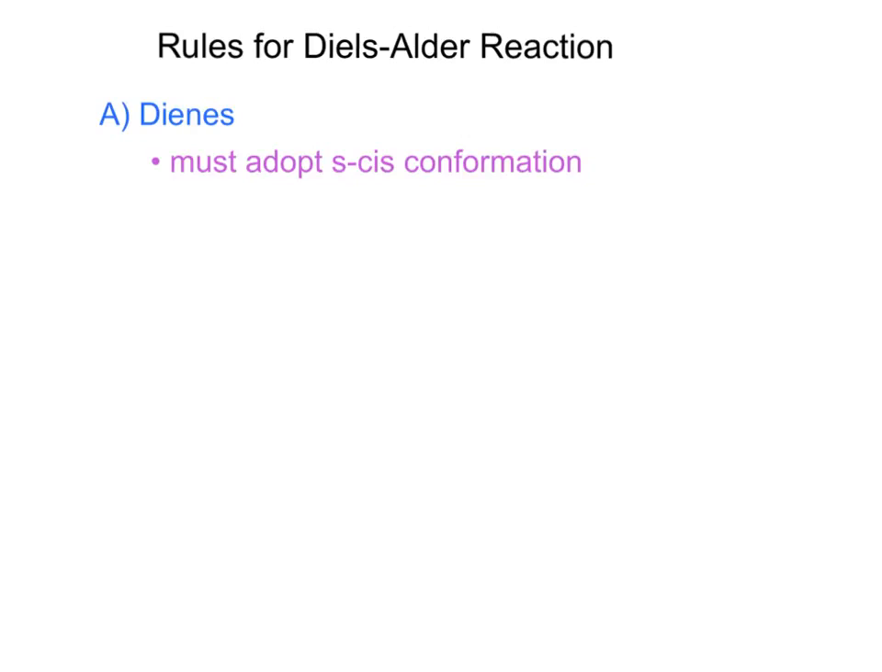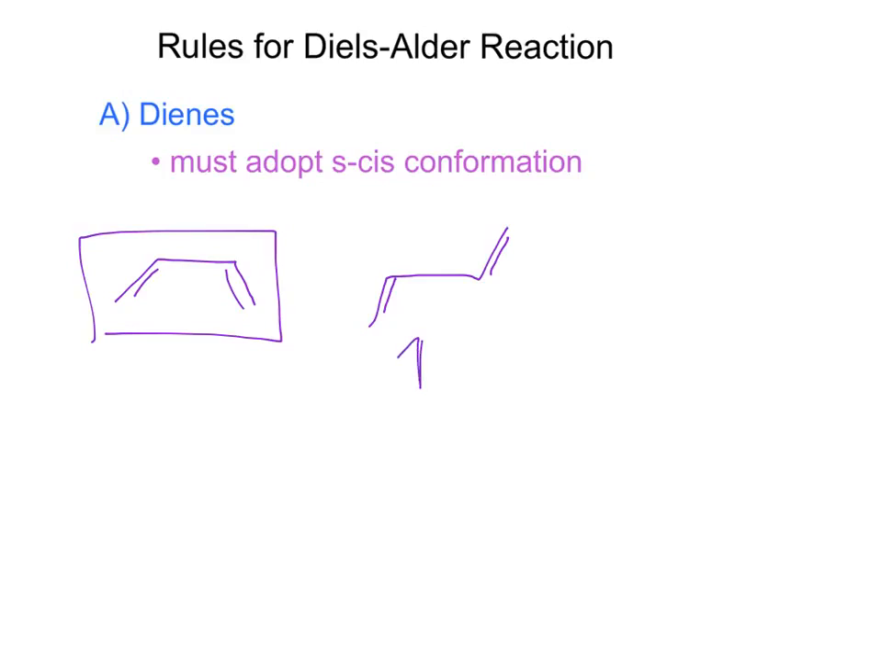Two specific molecules react in a Diels Alder reaction. The first one is called a diene. Now there are two conformations of diene. The S-cis, which looks a bit like this, and the S-trans, which looks like this. To react in a Diels Alder reaction, the diene must be in the S-cis conformation. It can start off in the S-trans, but it must first rotate into the S-cis conformation before it can react.